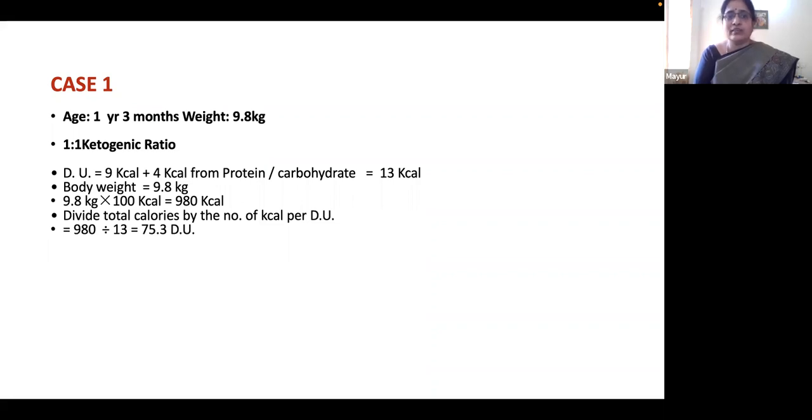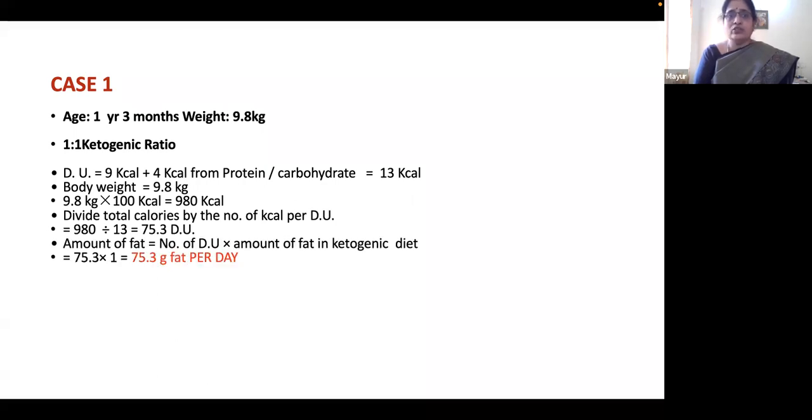DU is nothing but the combination of fat plus carb plus protein. The DU value is 13 kilocalories per 1 DU, the dietary unit. So when 1 DU is 13, then for 980 kilocalories, what is the DU? You will get 75.3 or so when you divide it. Then that will be the DU.